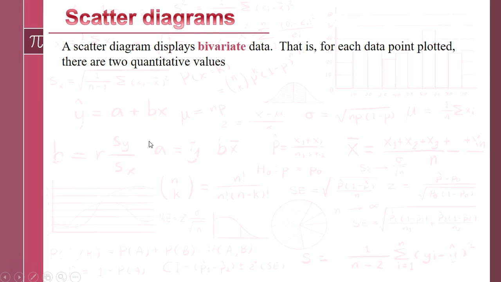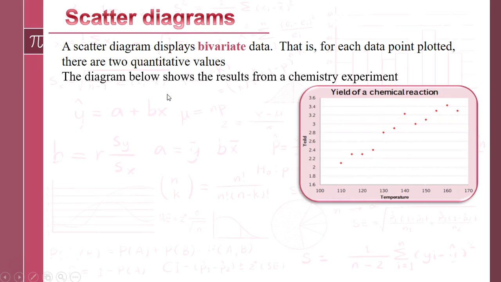First things first, we are talking about bivariate data. That means for any particular data value, you've got two values. For example, if we were plotting information about different people, we might be plotting height against weight for each individual person. We'd have one piece of data for their height, one piece of data for their weight. So that's why we're talking about bivariate data. So two quantitative values.